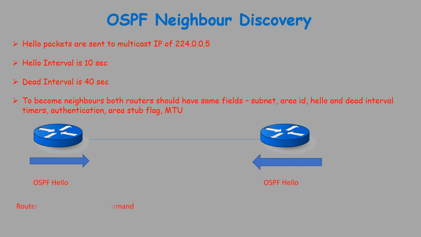Each OSPF router is assigned a router ID. A router ID is determined by using one of the following methods: using the router-id command under the OSPF process, using the highest IP address of the router's loopback interface, and finally using the highest IP address of the router's physical interface.